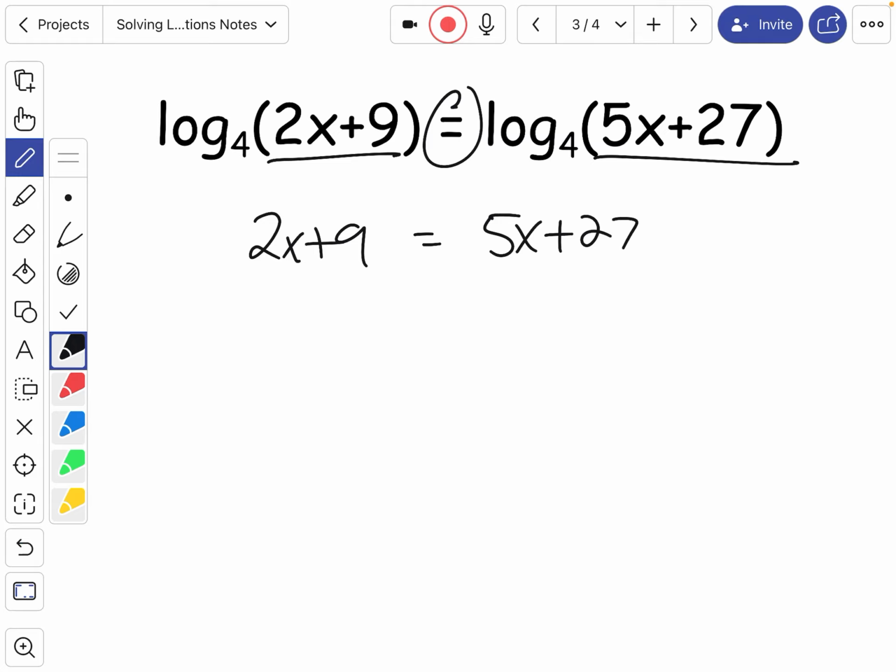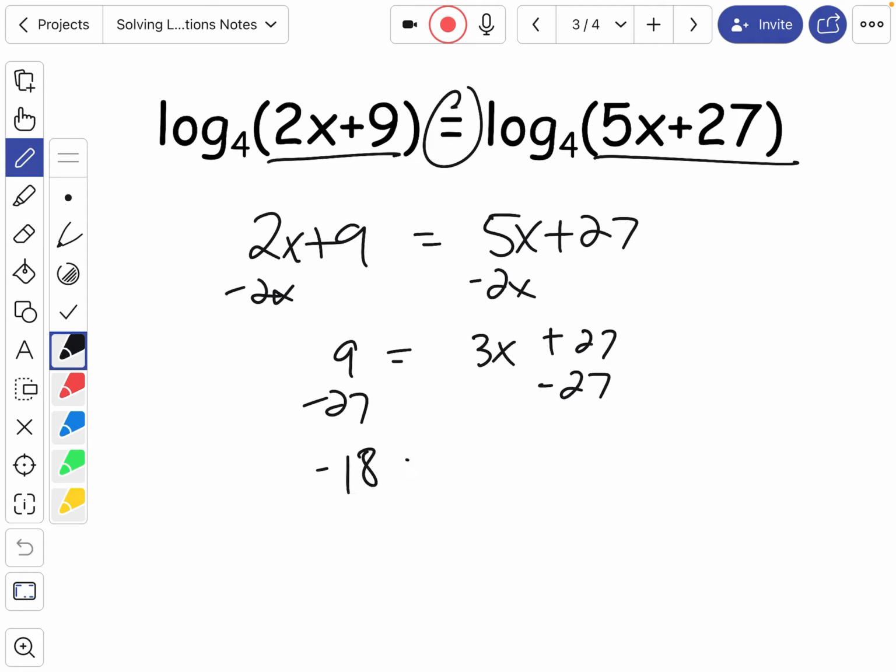Okay, now I'm going to solve it, just like we did on the last one. This one's going to require a couple steps, so I'm going to subtract 2x first. I get 9 equals 3x plus 27. Then I'm going to subtract 27. I get negative 18 equals 3x. Divide by 3, I get negative 6 equals x.